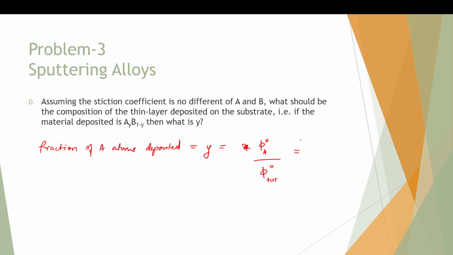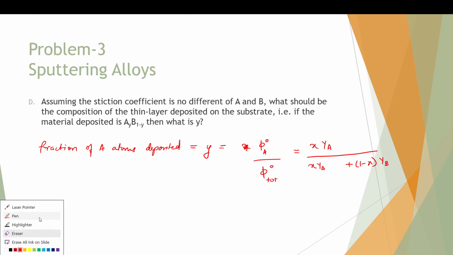This will be nothing but X Y_A R_G upon X Y_A R_G plus (1 minus X) Y_B R_G. This R_G we can remove from all the terms, and that leaves us with X Y_A upon X Y_A plus (1 minus X) Y_B. Okay, so this is the ratio that I am getting.